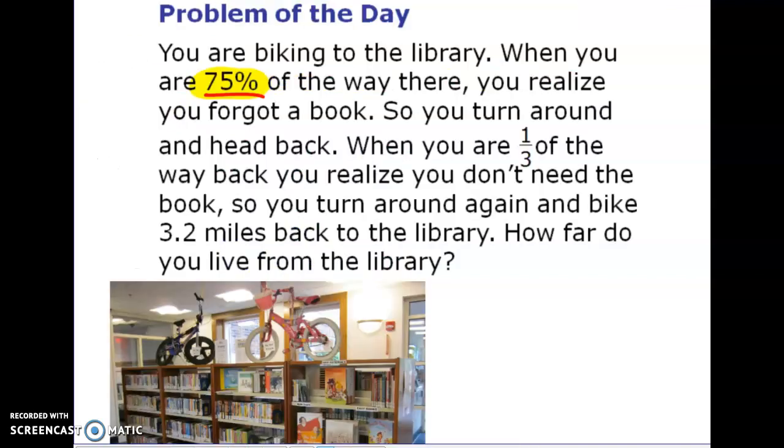All right, starting with the problem of the day for today. It says you were biking to the library. When you are 75% of the way there, you realize that you forgot a book. So you turn around and head back. When you are 1/3 of the way back, you realize you don't need the book. So you turn around again and bike 3.2 miles back to the library. How far do you live from the library? So you might want to draw a picture for this one to decide how far you live from the library. Please pause once again. We'll go through the answer in just a second.